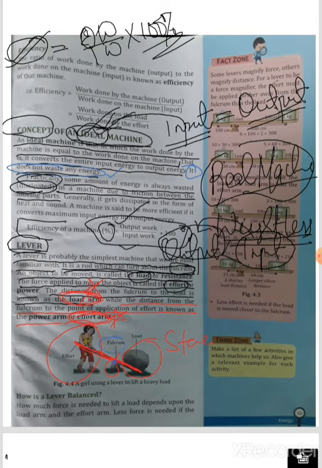This girl is trying to shift this stone. The stone acts as the load and she is applying the effort here, so that is your effort. The distance from the fulcrum to the effort is called the effort arm, whereas the distance from the fulcrum to the load is called the load arm, or you can call it the perpendicular distance from the fulcrum to the load.